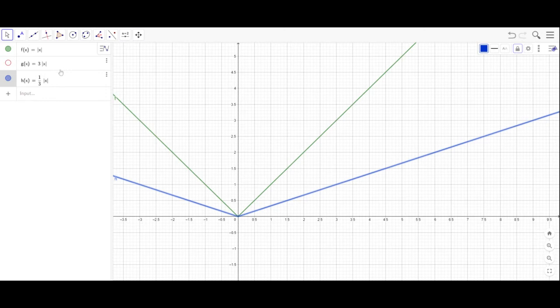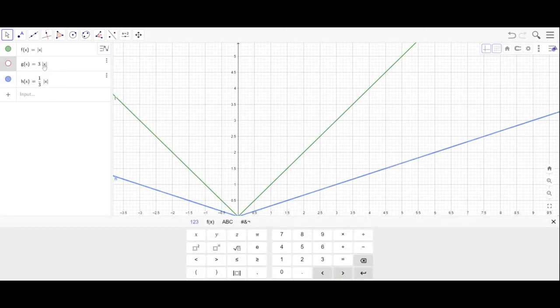Now let's look at the horizontal. Okay, so for the horizontal, we said that we multiply on the inside, yes? So now the 3 is going to go inside the function. So it's going to be inside the absolute value bars, not outside.